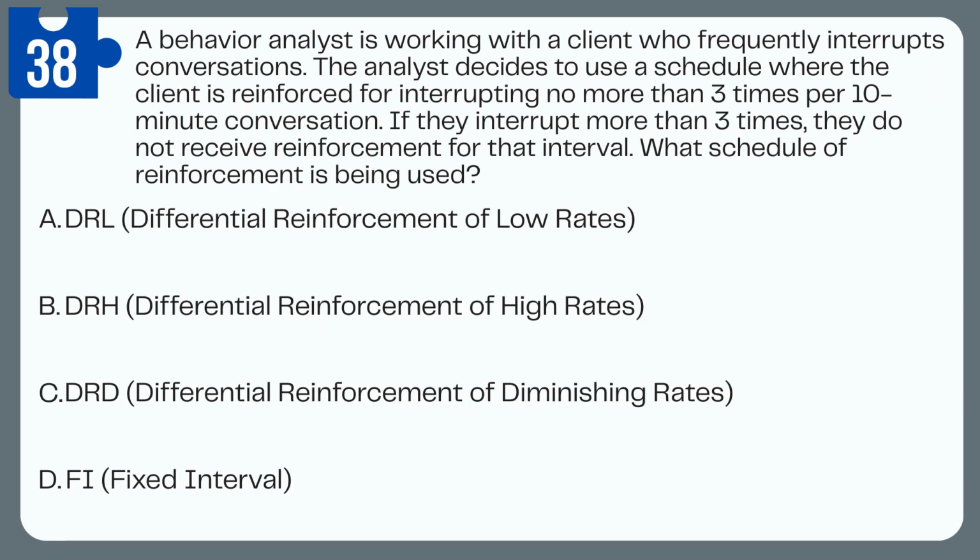Question 38. A behavior analyst is working with a client who frequently interrupts conversations. The analyst decides to use a schedule where the client is reinforced for interrupting no more than 3 times per 10-minute conversation. If they interrupt more than 3 times, they do not receive reinforcement for that interval. What schedule of reinforcement is being used? A. DRL, differential reinforcement of low rates. B. DRH, differential reinforcement of high rates. C. DRD, differential reinforcement of diminishing rates. D. FI, fixed interval.